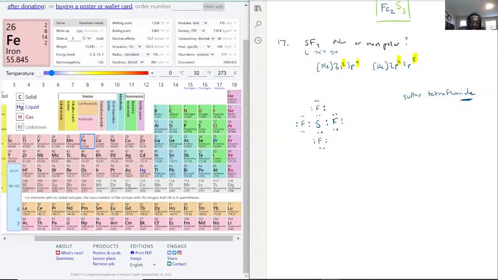6, 7. Okay, so of the 6 electrons sulfur has, it's sharing 4 of them, so it still needs 2 more. So you can just put it right there. Okay, so let's count. We have 8, 16, 24, 32, and then plus those 2 red ones right there, 34. Perfect.